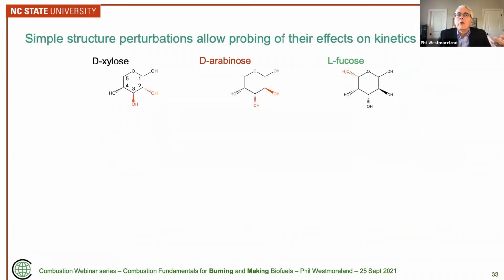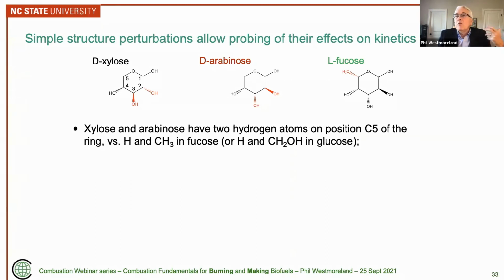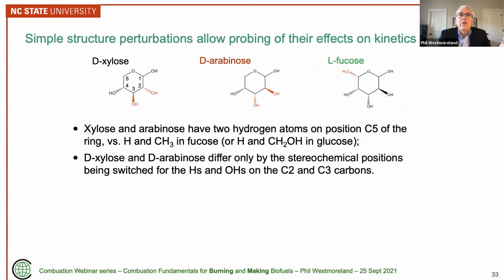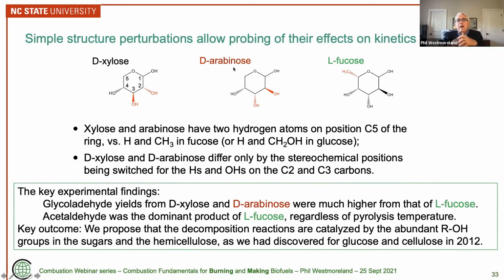The simple structural perturbation may be a little bit easier to see here, but you've got these two hydrogen atoms on position C5 versus H and methyl, and then you've got the stereochemical position switch in the arabinose compared to the xylose. Experimentally, what we find, glycolaldehyde is a lot higher on xylose and arabinose. Acetaldehyde dominates with fucose. And we then related that to more of these self-catalytic decomposition reactions, pericyclic reactions. And yes, you can get to radical chemistry as well.